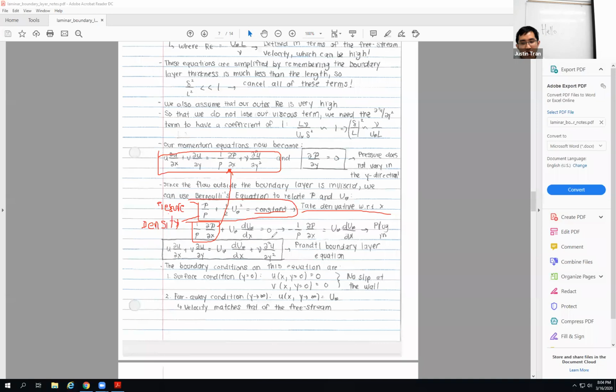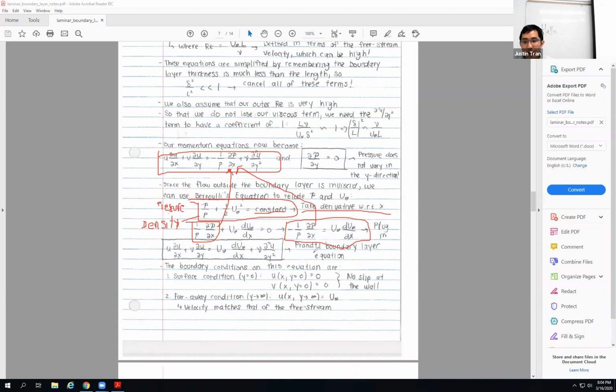Okay? And so what we get is that 1 over the density times the pressure gradient is equal to u infinity du infinity dx. Okay? And so since we have this pressure term and we usually don't like pressure, we can get rid of it by replacing 1 over rho dp dx by u infinity du infinity dx. Okay? So we plug this guy in for dp dx right here. Okay? Then we get what's called the Prandtl version of the boundary layer equations.